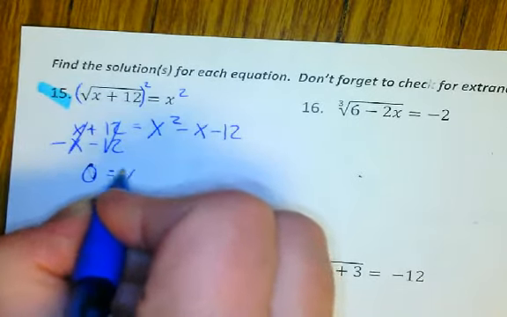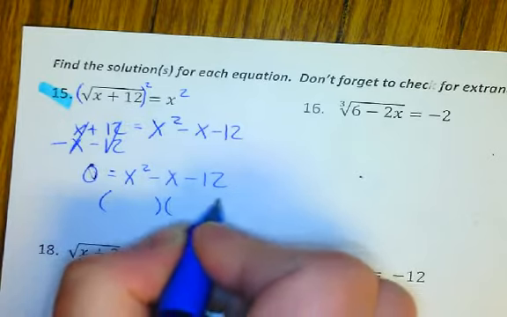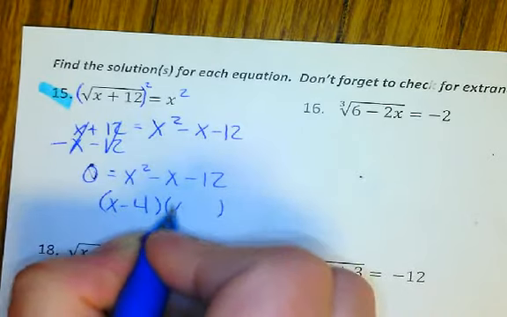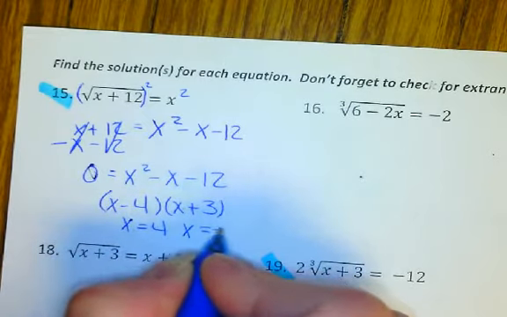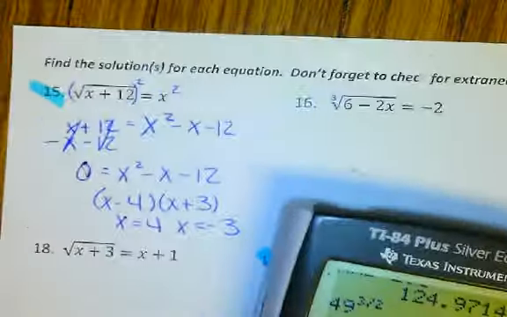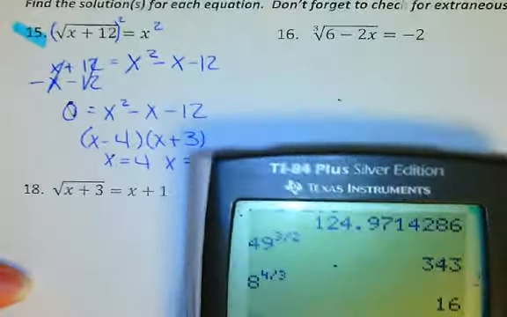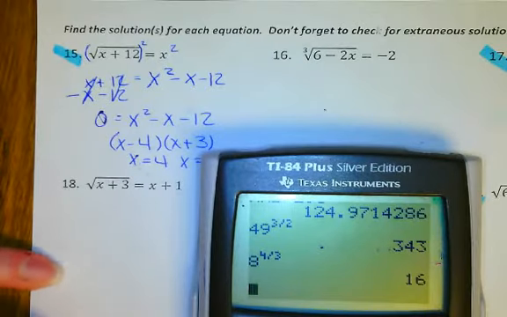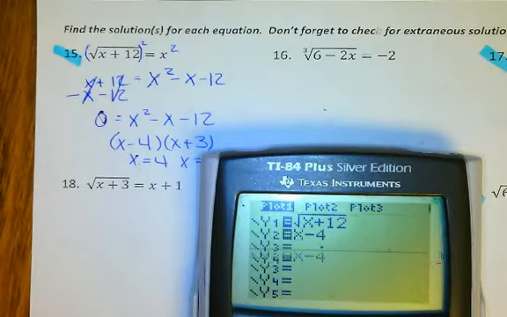So that gives me 0 equals x squared minus x minus 12. If I factor that, I get x minus 4, x plus 3. So x equals 4, and x equals negative 3. Now, this is where I want to check my answer, because one of these could be extraneous. So I am going to go to y equals on my calculator, and I'm going to type in the square root of x plus 12, and I'm going to put an x right here.